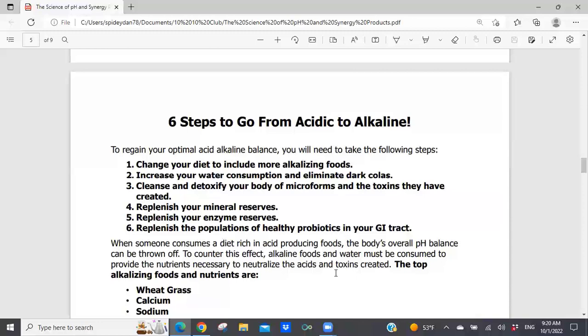Three, cleanse and detoxify your body of microforms and the toxins they have created. Again, that is beginning the process of resetting your gut health. We'll be looking at that at one of our Saturday presentations later on in this fourth quarter. Four, replenish your mineral reserves. Replenish your enzyme reserves. Replenish the population of healthy probiotics in your GI tract. Again, resetting your gut health so that you're putting in your gut the bacteria that like a more alkaline environment rather than bacteria that thrive in an acidic environment.